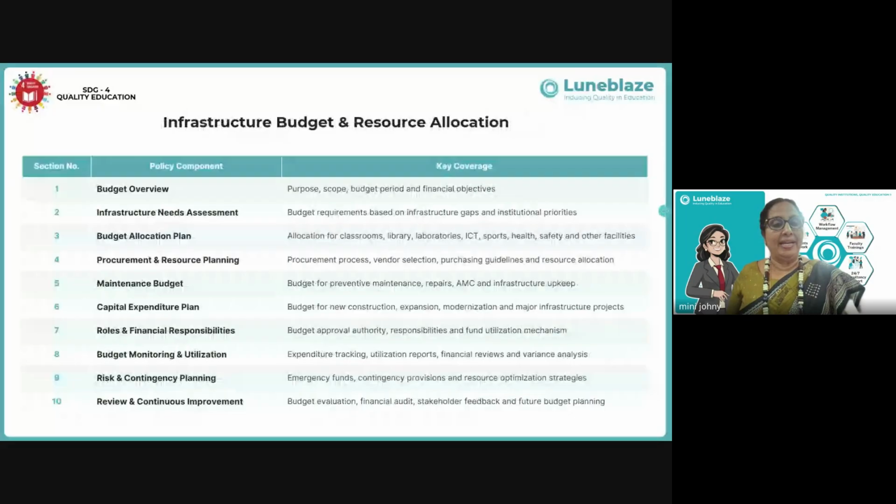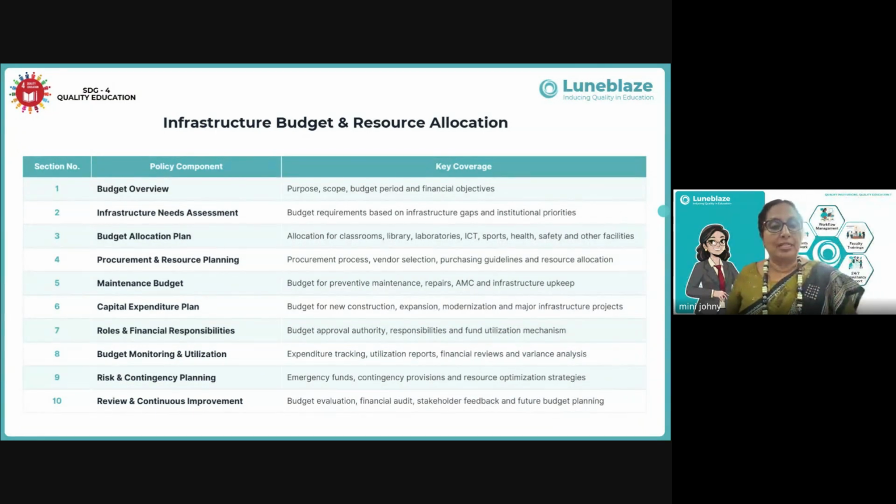Building layout. Infrastructure, budget, and resource allocation. Budgeting. Resource allocation. Again, it is budget overview. That is a policy component, and key coverages, purpose, scope, budget period, and financial objectives. Infrastructure needs assessment. Budget requirements based on the infrastructure gaps and institutional goals. What we want and what are our goals. For that, what is the gap? How to fill it? Budget allocation plan, allocation for classrooms or library.